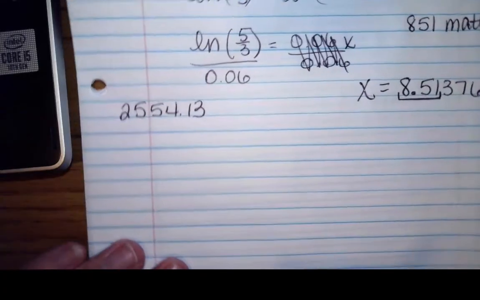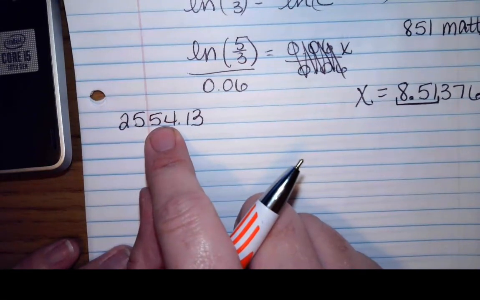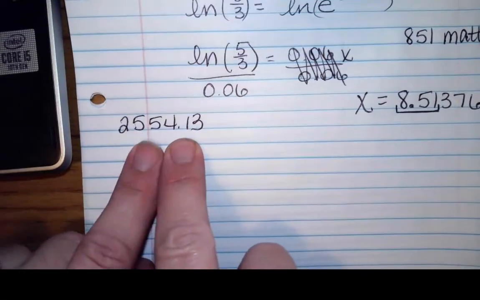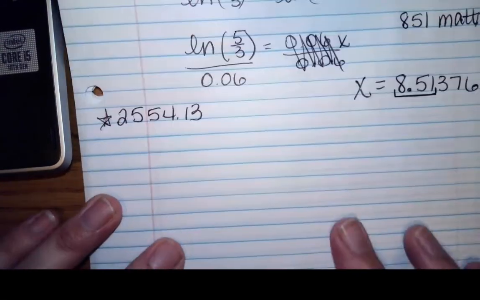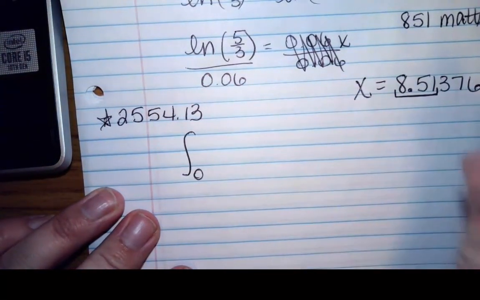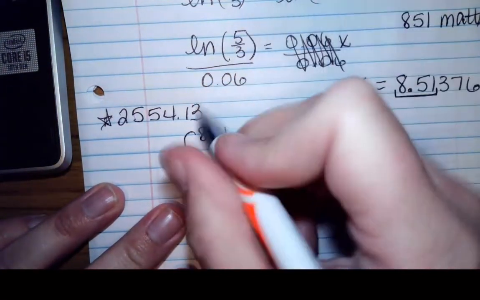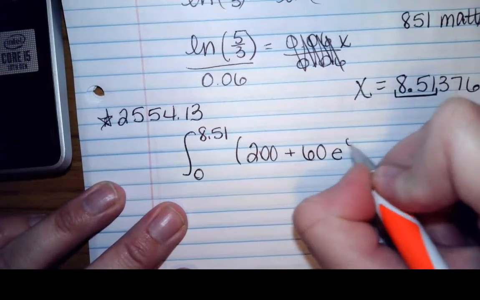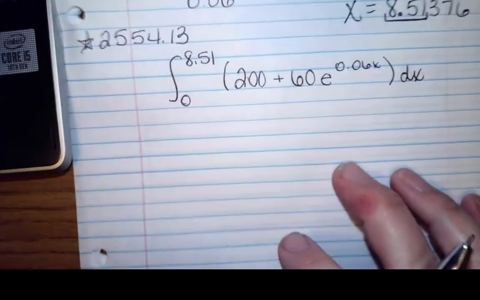When I integrate, the answer that I get for integration will be subtracted off of this. So instead of us doing integration minus cost times quantity, we're going to do cost times quantity minus integration. So remember him, we're going to come back to him. Right now what I've got is the integral going from 0 to 8.51 of 200 plus 60 e to the 0.06x dx. And I'm just going to go ahead and integrate.